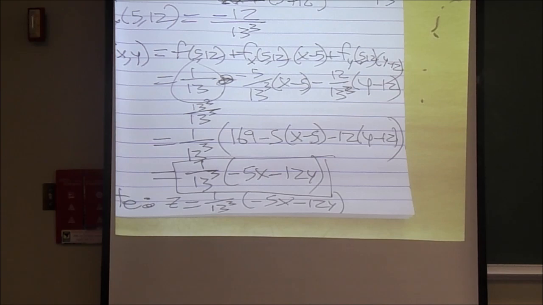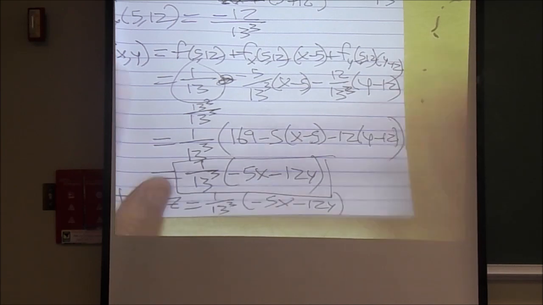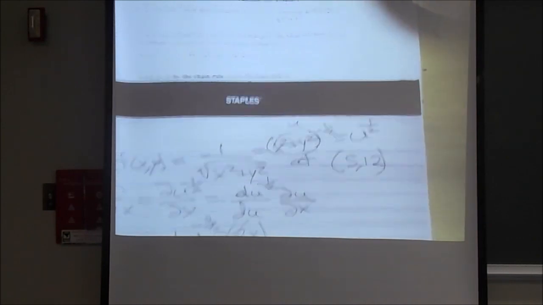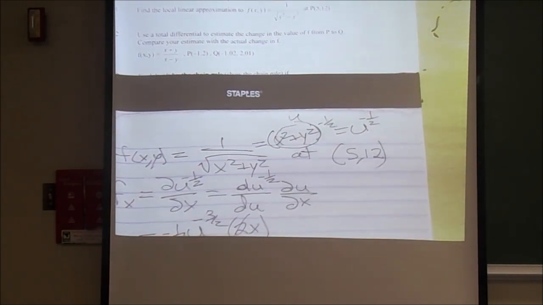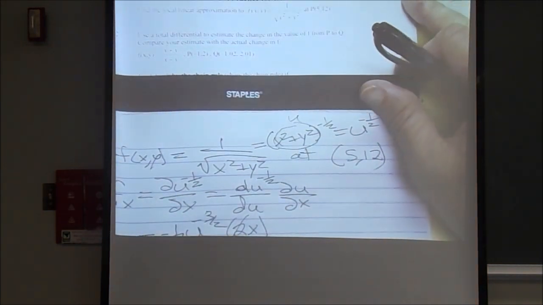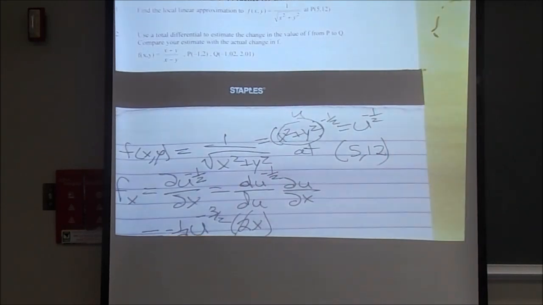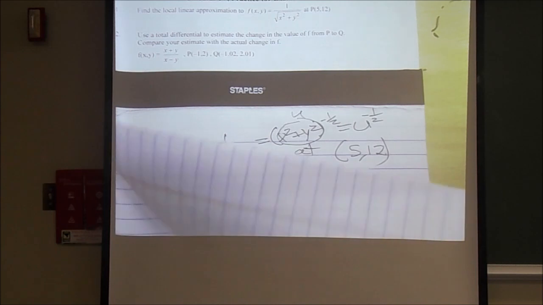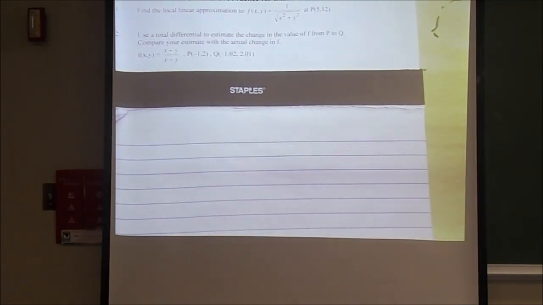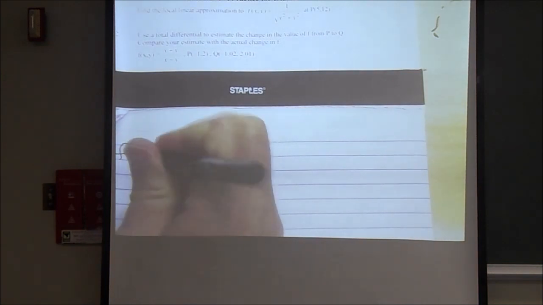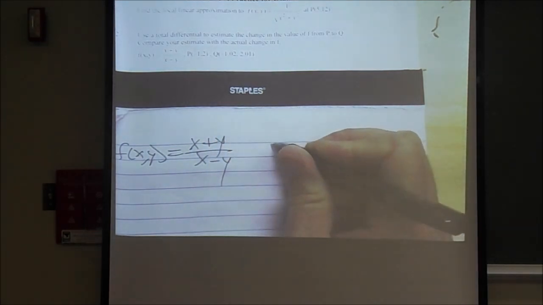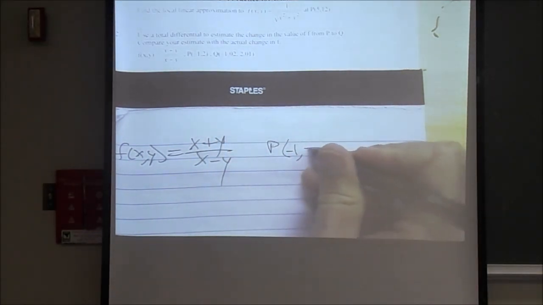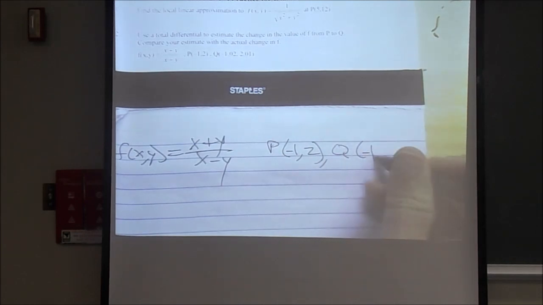Let's take a look at the next one. It says this: use a total differential to estimate the change in the value of f from P to Q. Compare your estimate with the actual change in f. Now for this f of (x, y), which is x plus y over x minus y, you're interested in going from P at (minus 1, 2) to Q at (minus 1.02, 2.01) nearby.